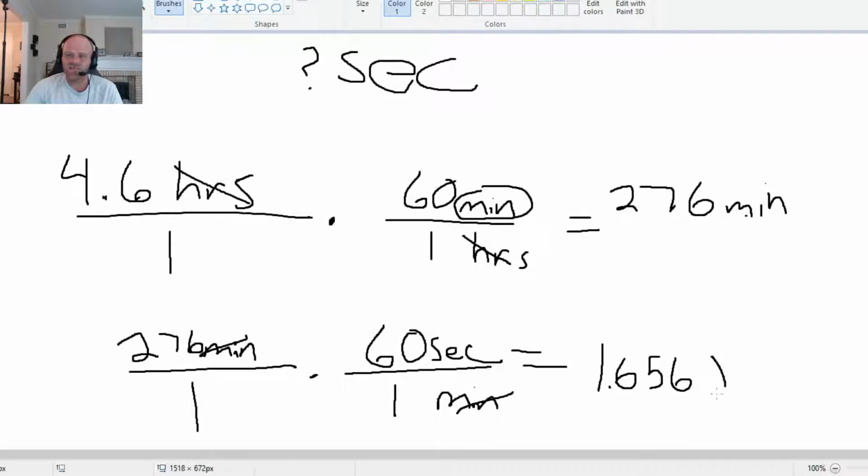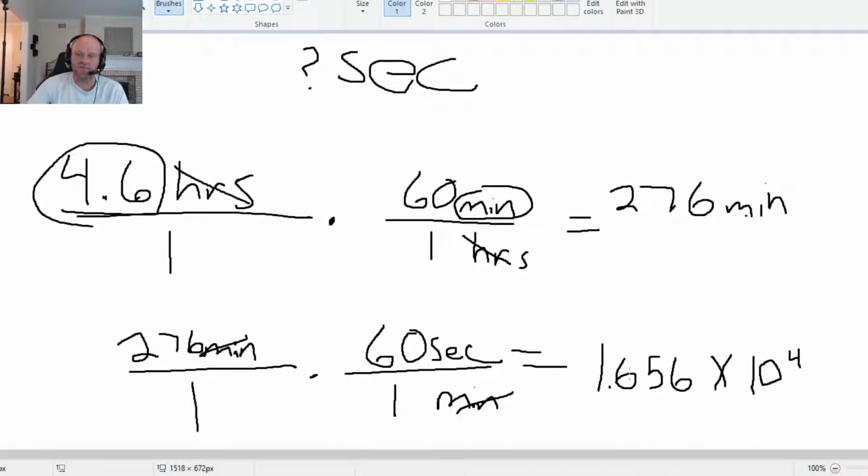656 times, oh, so hard to write with a mouse. 1, 2, 3, 4. Okay, or 16,560. All right, and technically I could only have two significant figures there because I started with 2, so it'd be 1.7 times 10 to the 4 seconds. Seconds was my unit that was left over after minutes canceled out.